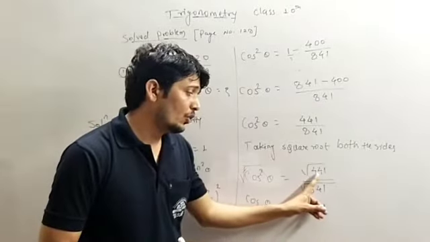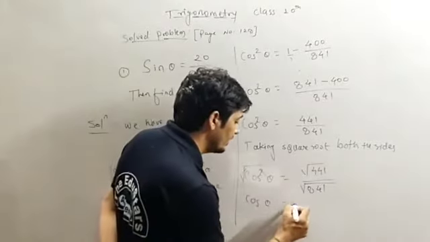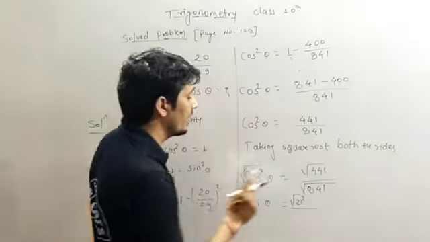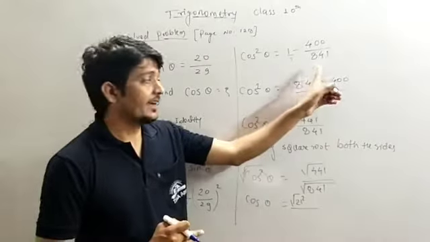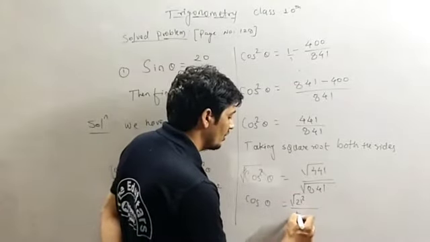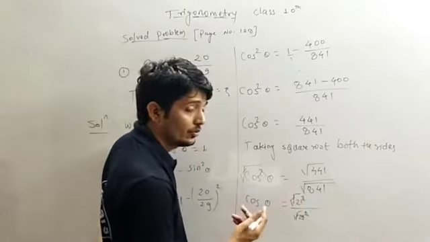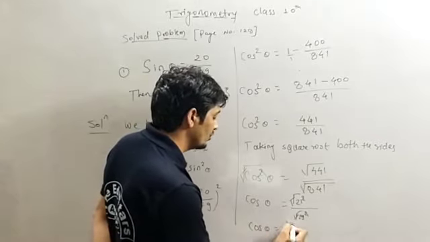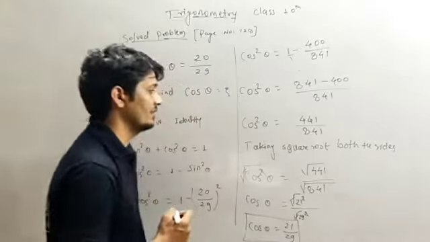This 441 is nothing but the square of 21, so we write the square of 21 divided by 841, and 841 is the square of 29. Again the square and root get cancelled. So we got cos theta equals 21 divided by 29. This is the answer.